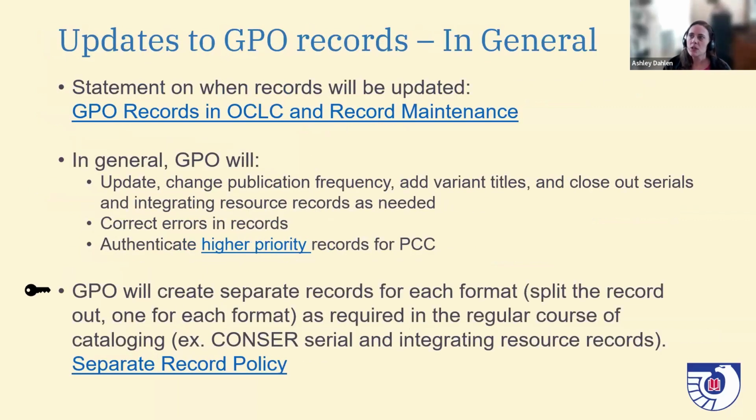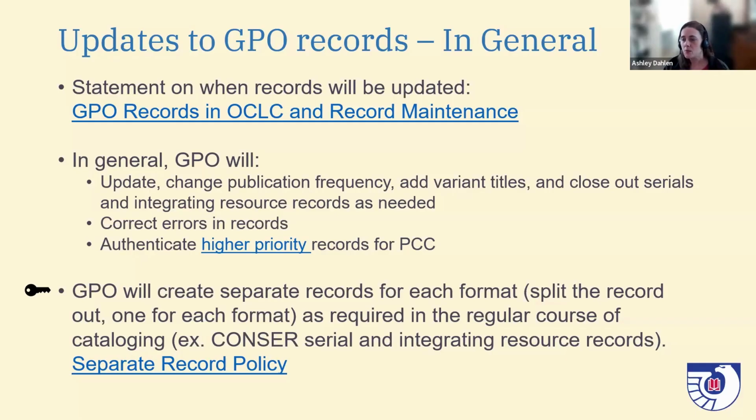We have found that people needed to understand when GPO would go in and update a catalog record. So I gave you a link there at the top to a general statement on when we do updates to records, but I will tell you right now, in general, we do make changes to records. We will change the publication frequency, we'll add variant titles, we'll close out serials and integrating resource records as needed. We also do correct errors that we find in records. And we authenticate higher priority records for PCC. And I gave you a link to how we define higher priority records.